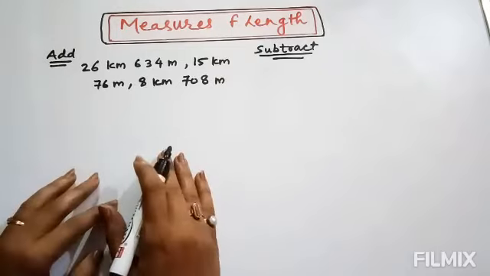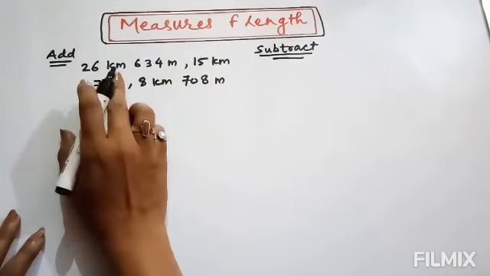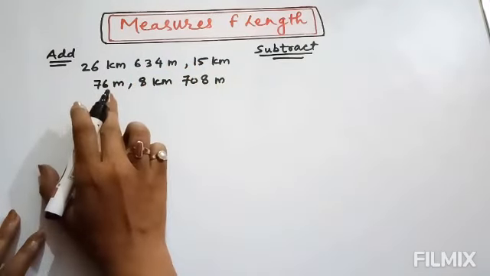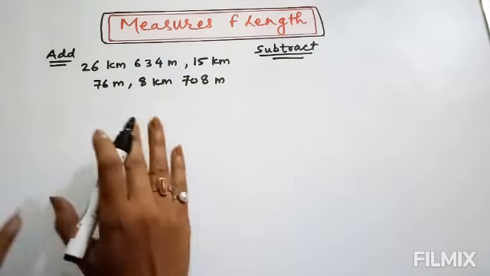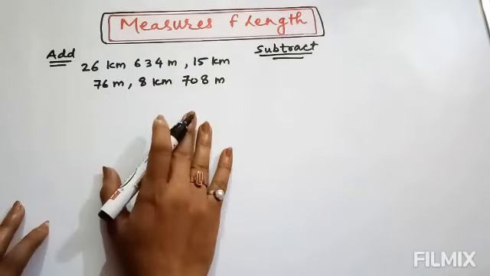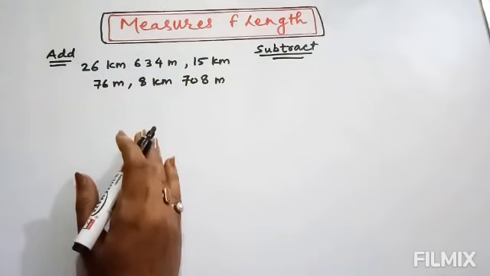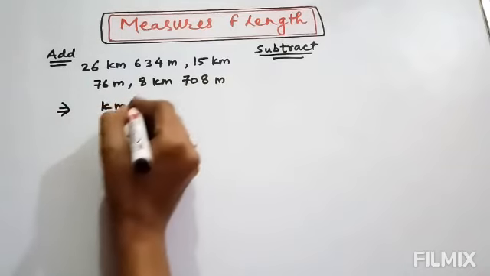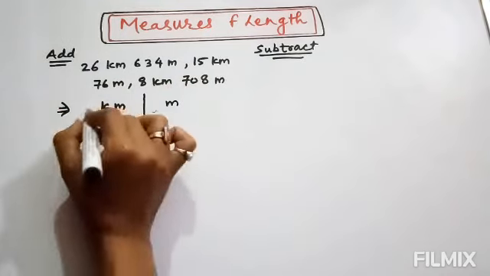Now we'll start adding and subtracting. The question we have here is 26 kilometer 634 meter, 15 kilometer 76 meter, 8 kilometer 708 meter. First of all, we will write it in separate columns as per the units given in the question. So here we have kilometer and meter units. It means we will separate it into 2 columns, kilometer on this side and meter on this side.